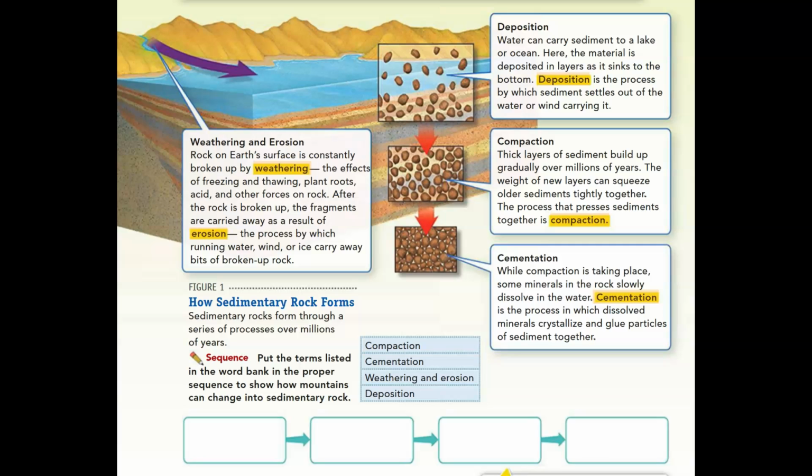Step 3, we get compaction. So thick layers of sediment build up gradually over millions of years. The weight of the new layers can squeeze older sediments tightly together. The process that presses sediments together is compaction.